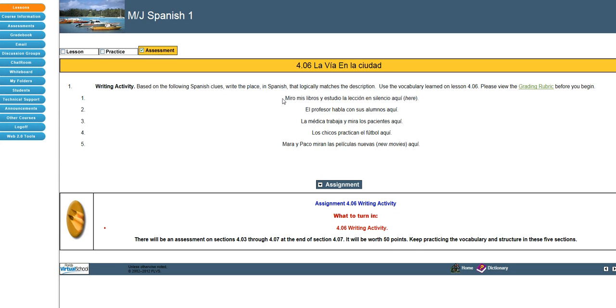So for number one, it said, miro mis libros. So you know it has something to do with books. Y yo estudio, I study, la lección en silencio. So where's a place where you would read books, study the lesson in silence? And you're just going to put the name of that place in Spanish. They're going to turn that writing activity in and study, study, study. You're going to have a big test pretty soon.